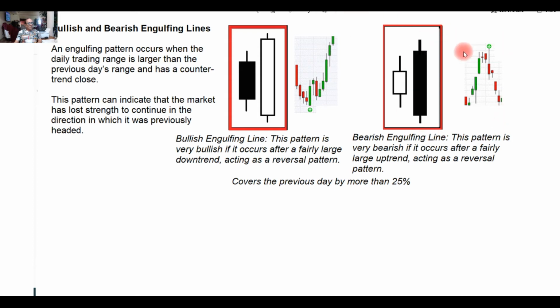Here's the opposite one. This is a bearish one. This is the one that engulfed the same way. Engulfing line. This pattern is very bearish. It occurs after a fairly large uptrend. So if we have an uptrend for 4 or 5 months, like I have seen before, and this guy shows up over here, it's time to get out of Dodge City, because this could be the end.